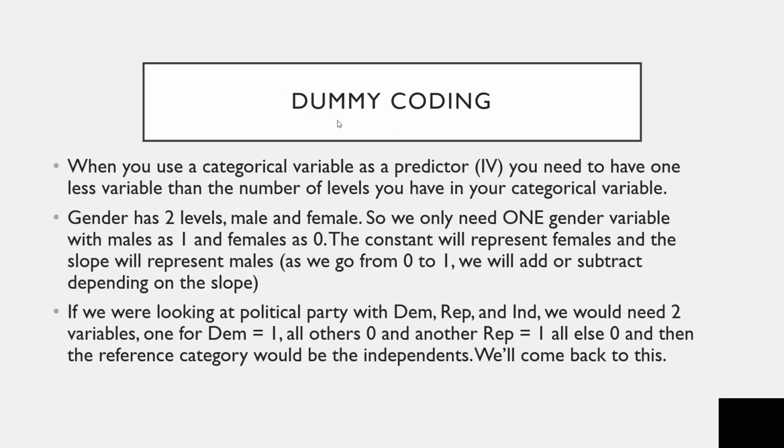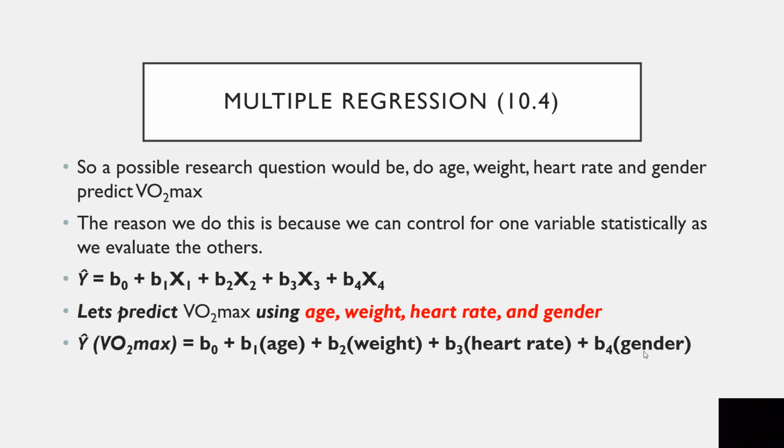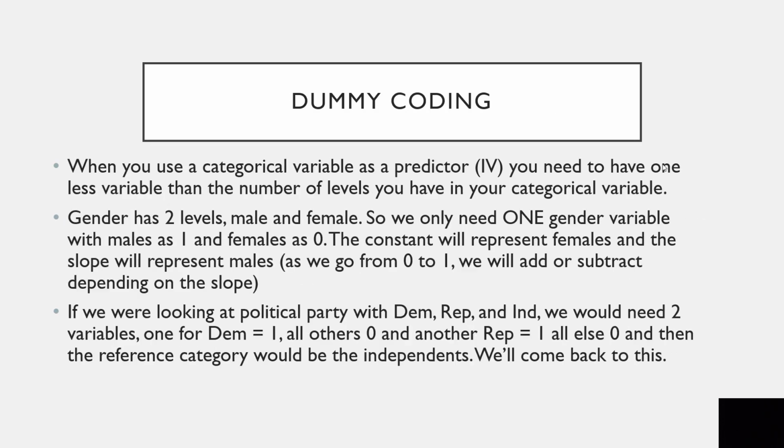All right, so really quickly, there's this thing called dummy coding. We'll come back to this, but when you use a categorical variable as a predictor, like we do in gender, we have 2 levels of that variable. You need to have one less variable than the number of levels you have in your categorical variable. So like I said, gender has 2 levels, male and female. So we need only one gender variable with males as 1 and females as 0. We could do it the other way, but this is the way we have it in this particular data set. The constant will represent females and the slope will represent males. So as we go from 0 to 1, we will add or subtract depending on the slope.